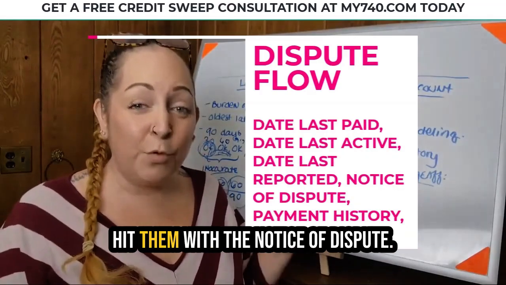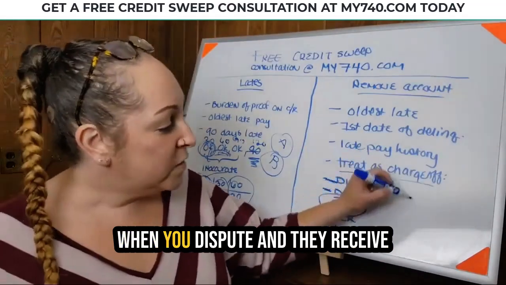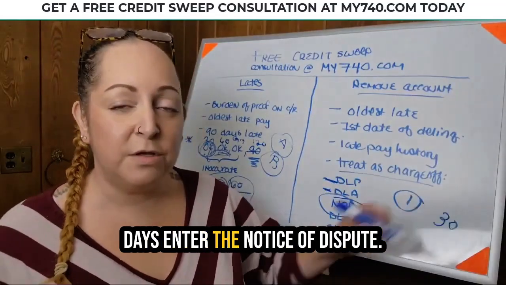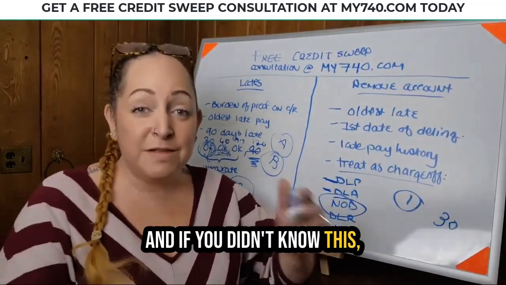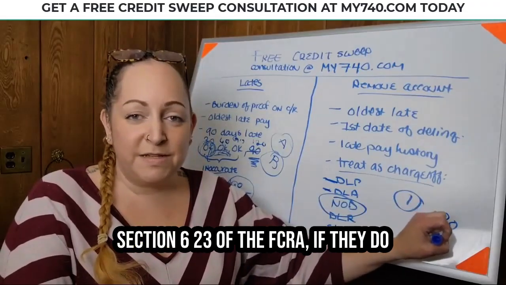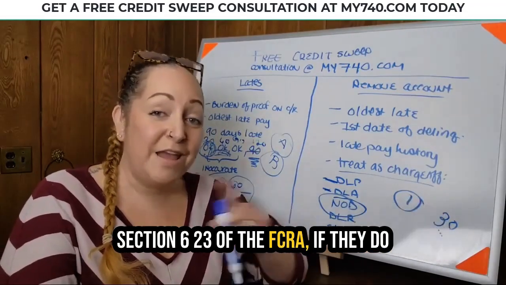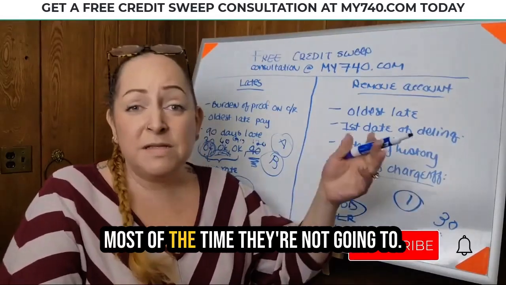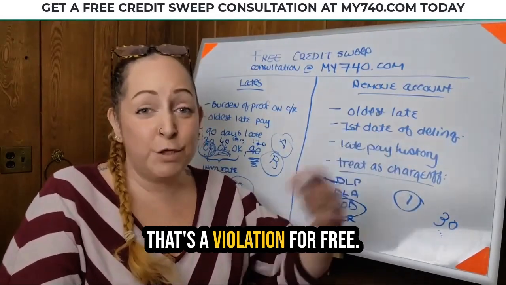key again to this part, hit them with the notice of dispute. When you dispute and they receive it, they're supposed to, within 30 days, enter the notice of dispute. And if you didn't know this, smash that like, all right? So that is a violation pursuant to section 623 of the FCRA if they do not enter it within that 30-day period. Most of the time, they're not going to. That's a violation for free.